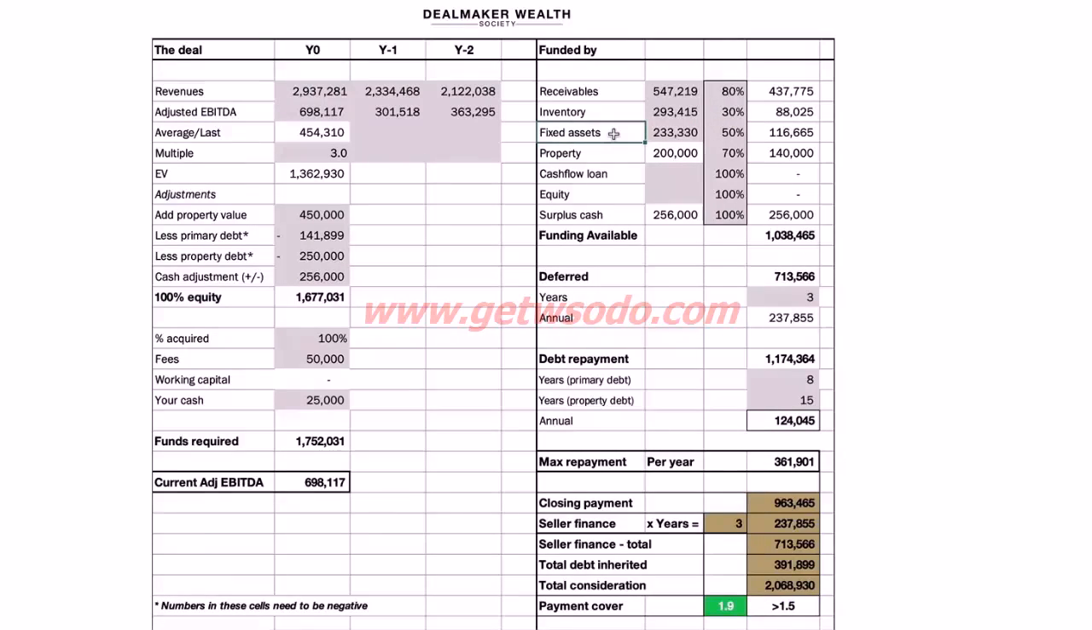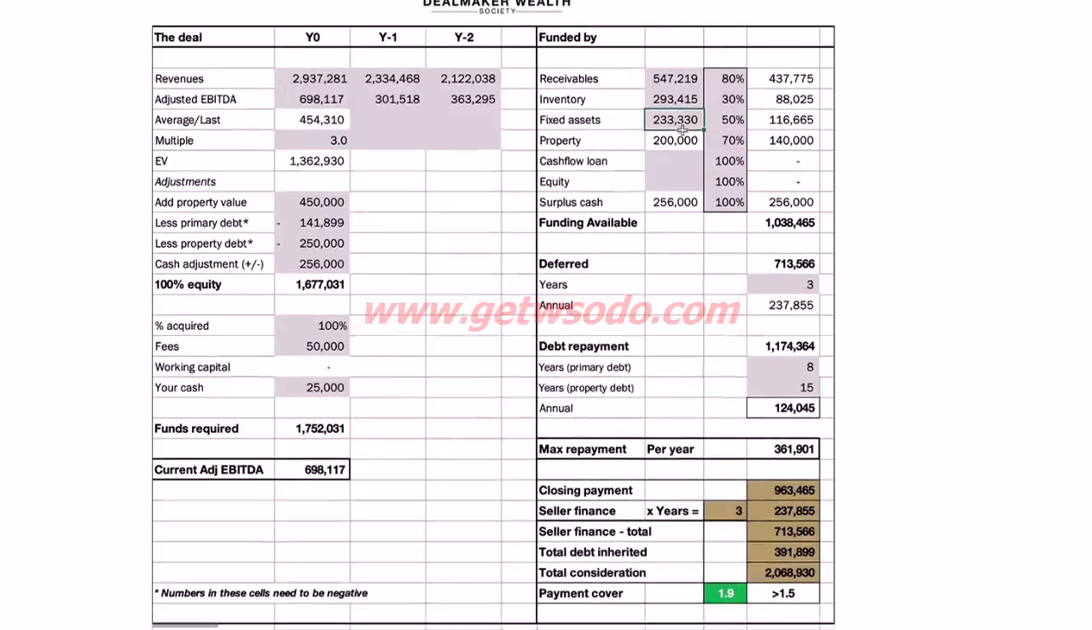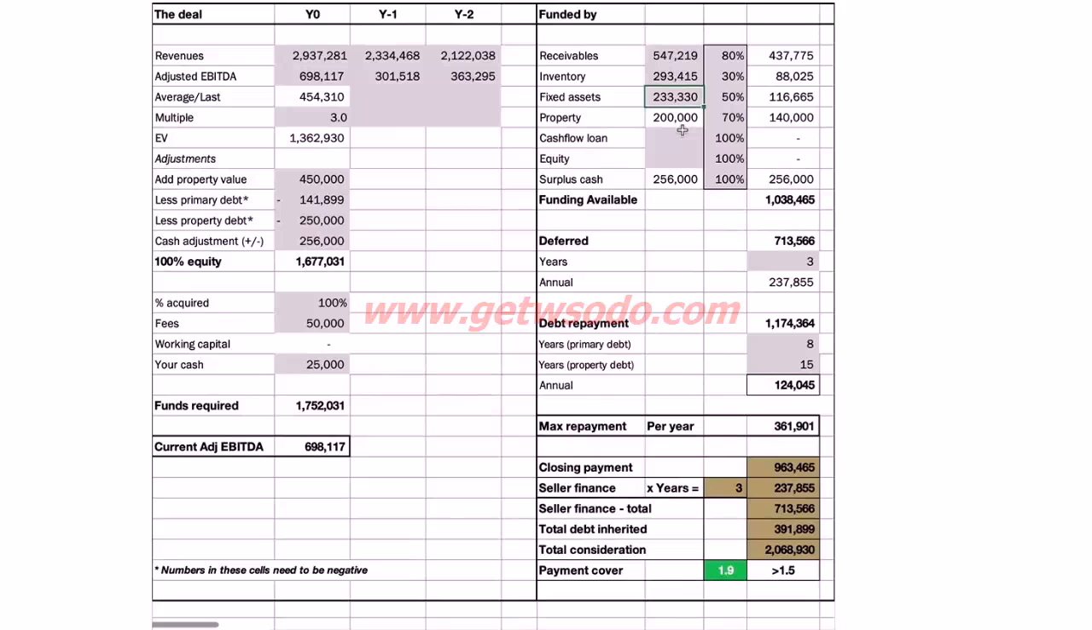And there's also some fixed assets in here. You'll see in the upcoming module number 7, financing, there are a lot of different ways to borrow against fixed assets. You can do sale and leasebacks, or you can just finance them with the bank. That's what I'm going to do here. So I'm applying a 50% loan to value.